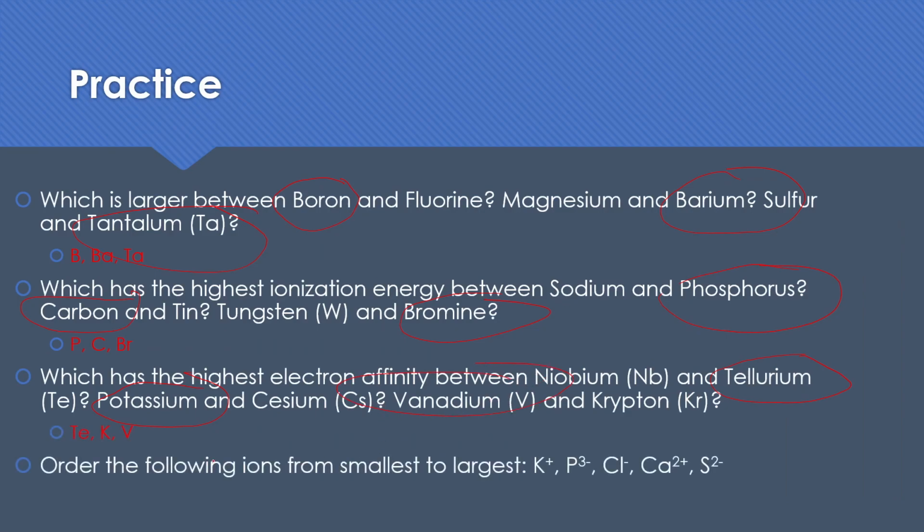Okay, finally, order the ions from smallest to largest: potassium plus, K plus, P3 minus, Cl minus, Ca2 plus, and S2 minus. Smallest is going to be the 2 plus. So calcium's the smallest, then potassium, then Cl minus, then S2 minus, then P3 minus.